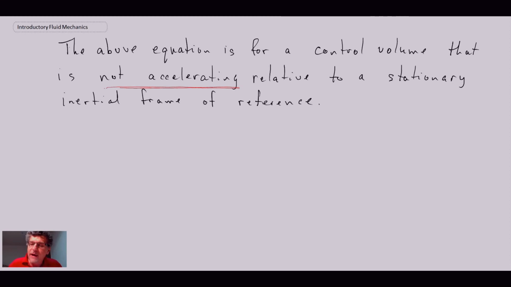But anyways, that provides the outline for how to apply the basic law of conservation of linear momentum to a control volume. What we'll be doing in the next segment is we'll be working a problem applying the conservation of linear momentum to a control volume analysis.